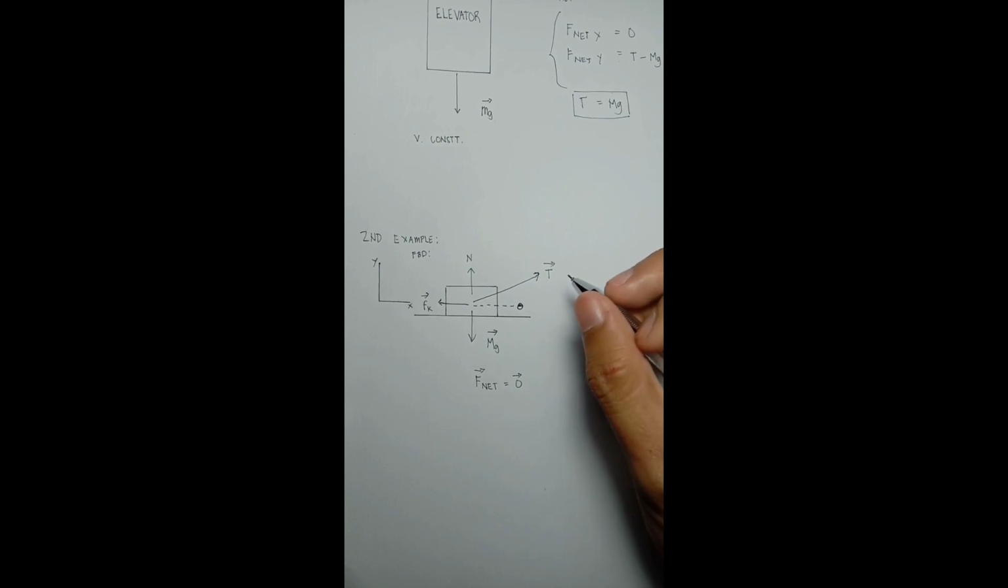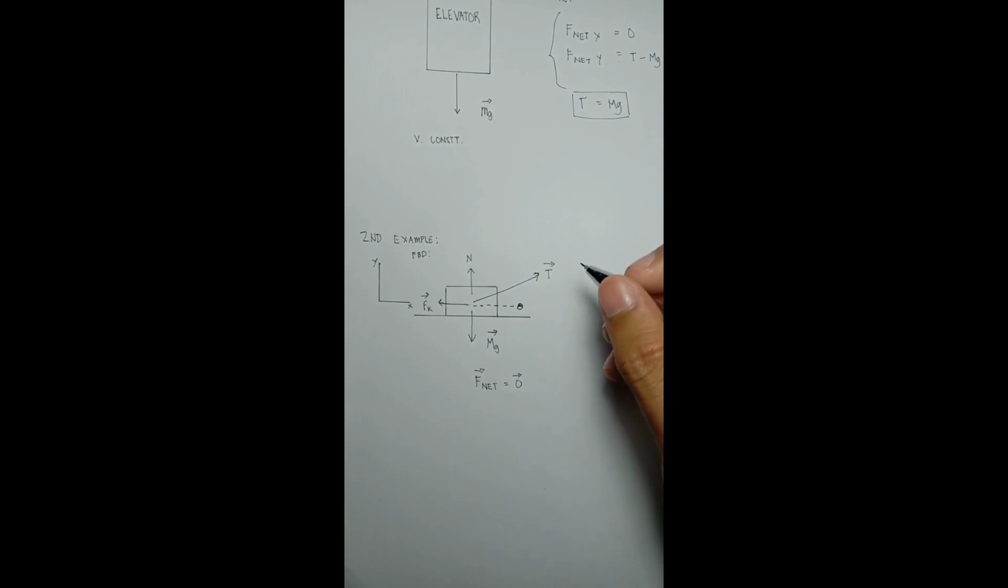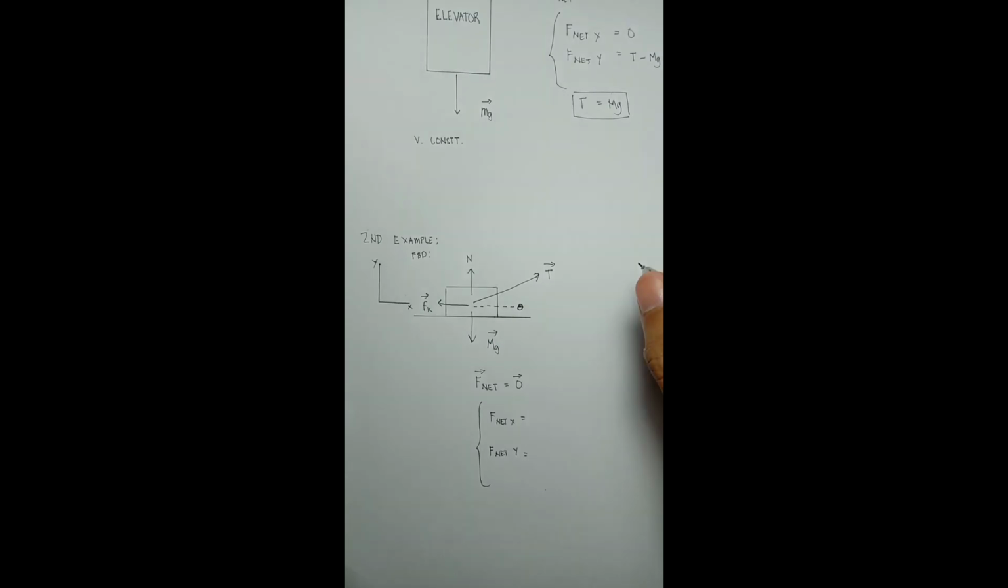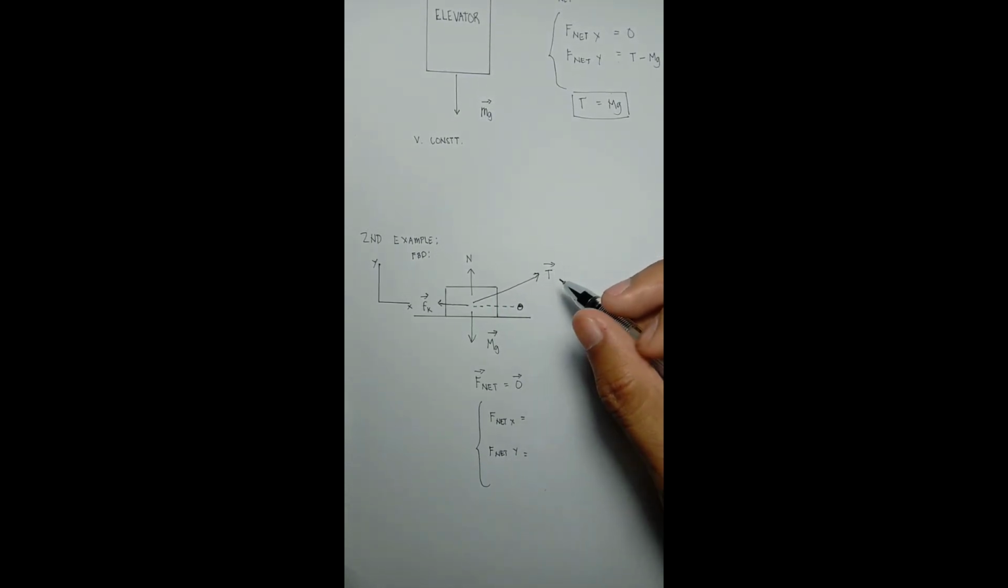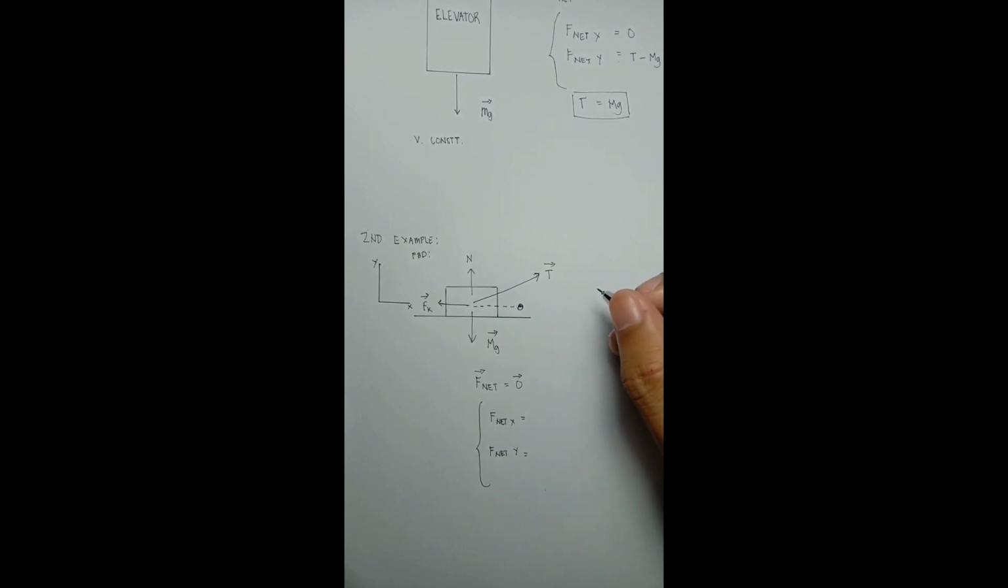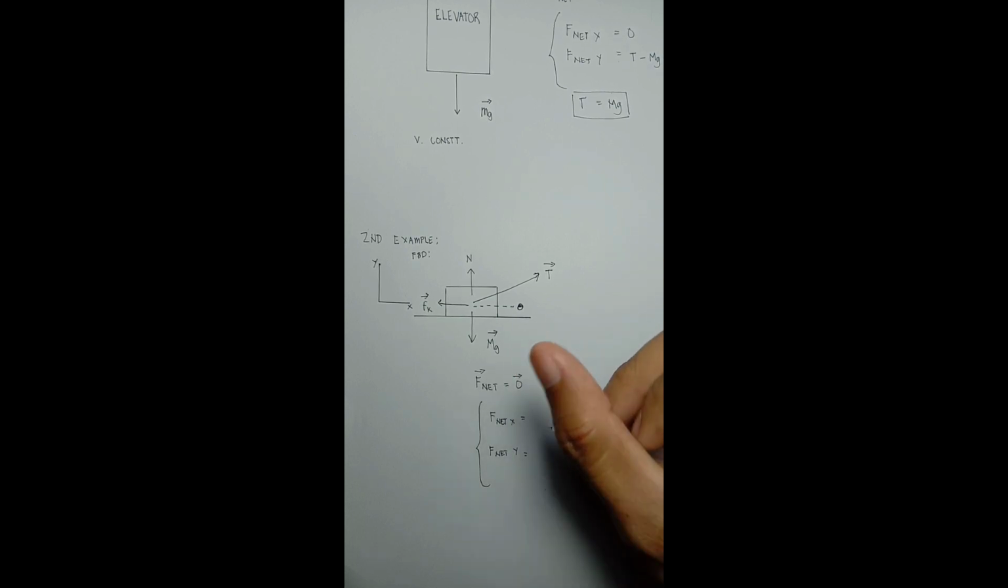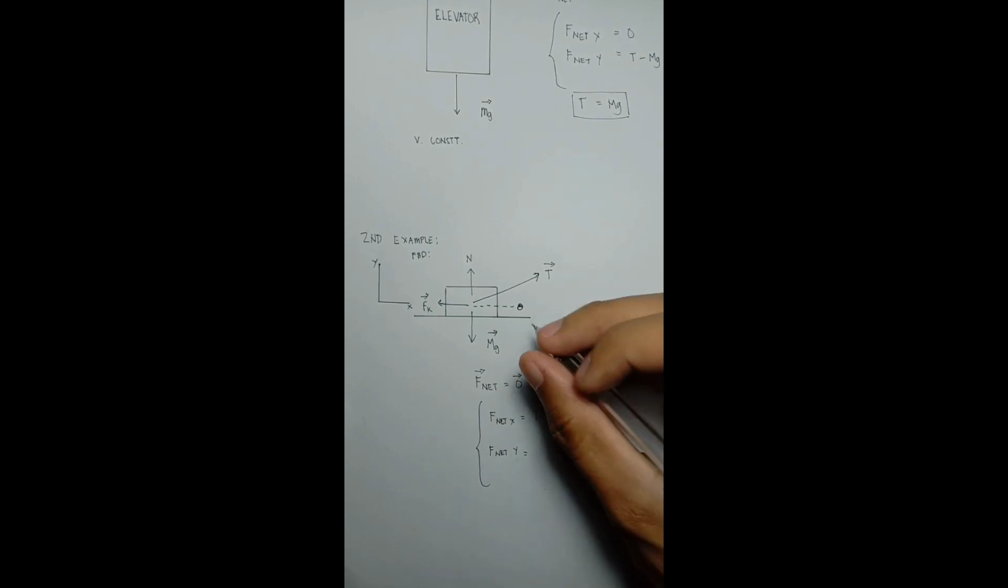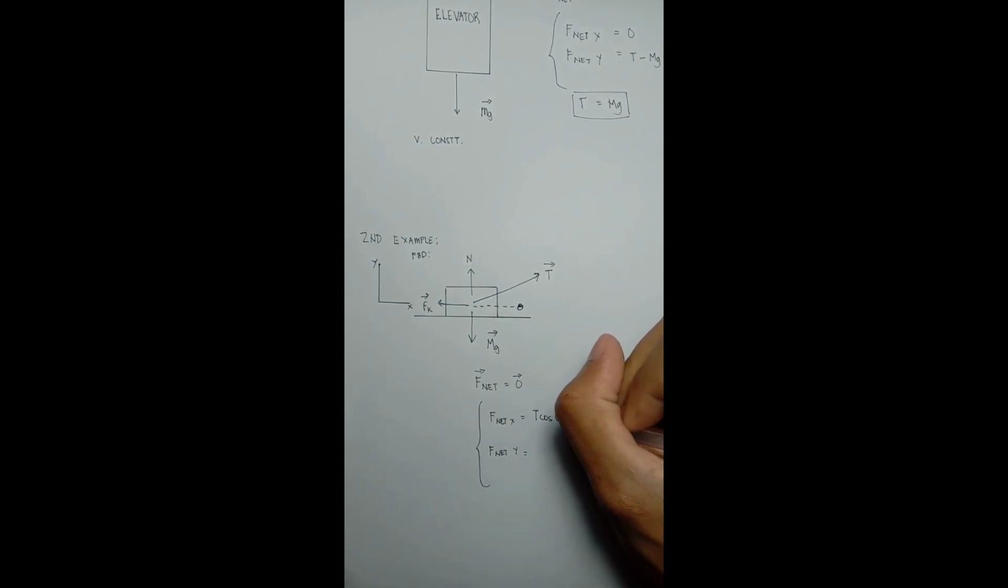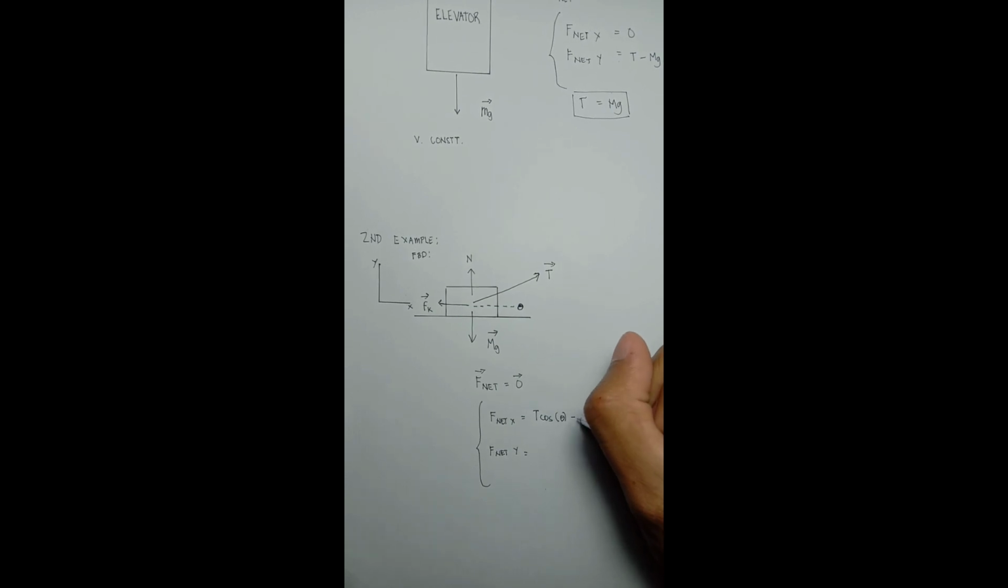Now along x we have two terms, the tension and the friction. Since to the right is positive, this component of tension right here, which is T cosine theta, is going to be counted positive, minus friction, which is truly horizontal, just pointing in the negative direction. So tension cosine theta minus friction is equal to 0.